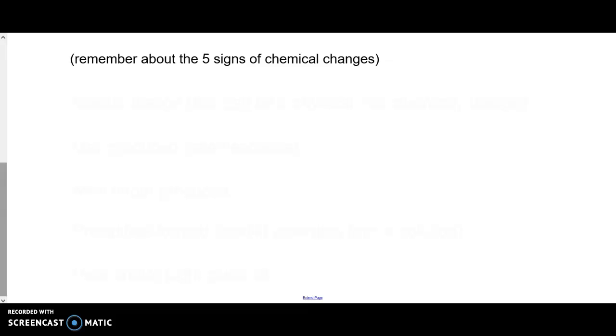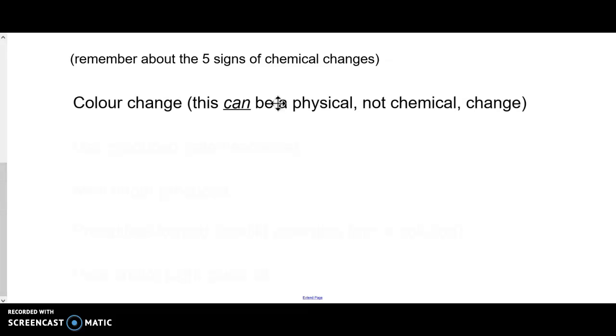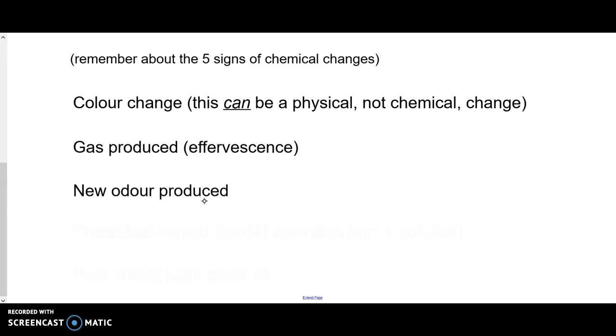So in grade 9, we talked about 5 signs of a chemical change, and these are them. We can have a color change. This has to be a really obvious color change if this is pointing to a chemical change instead of a physical change. If a gas is produced that wasn't there before, you could see some bubbling, which is effervescence. If a gas is produced that wasn't there before, we could detect a new odor.